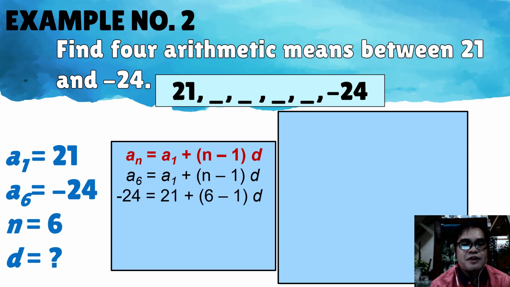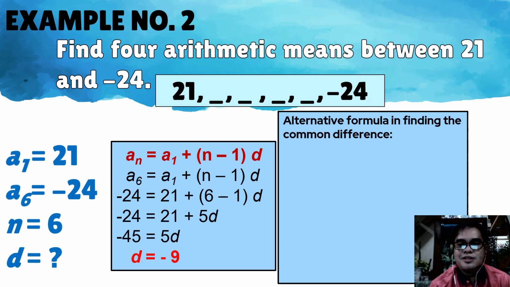Substitute the value of a sub 6, which is negative 24, is equal to 21 plus 6 minus 1 times d. Negative 24 is equal to 21 plus, 6 minus 1, the answer is 5, times d. And then transpose 21 to the other side of the equation, and it will become negative 24 minus 21. So the result will be negative 45 equals 5d. So the answer will be negative 9.